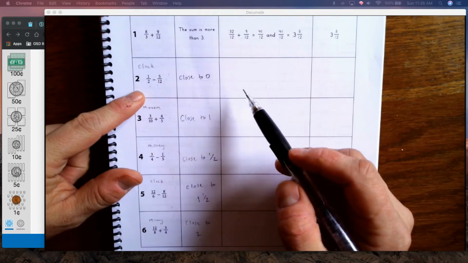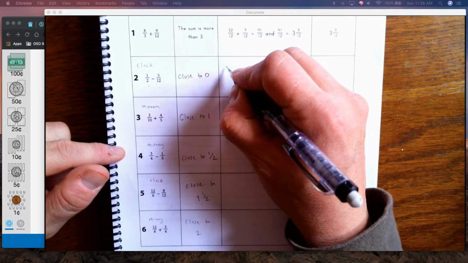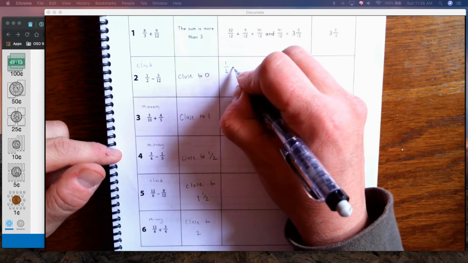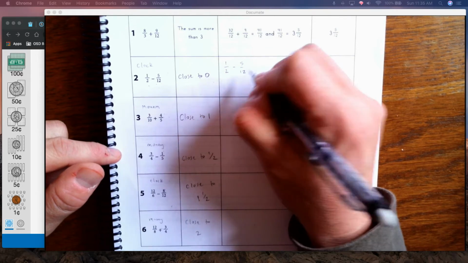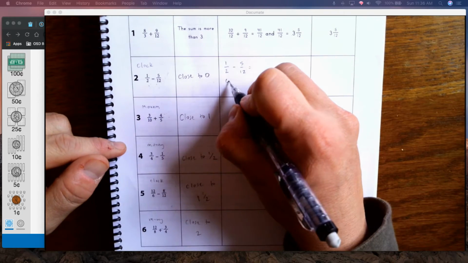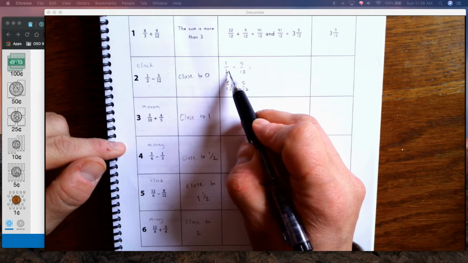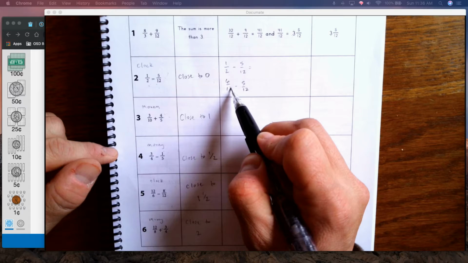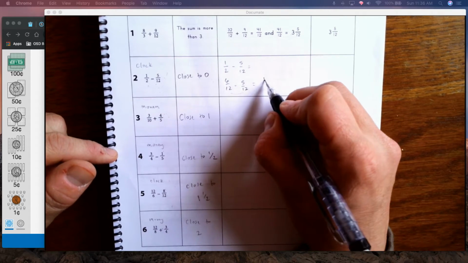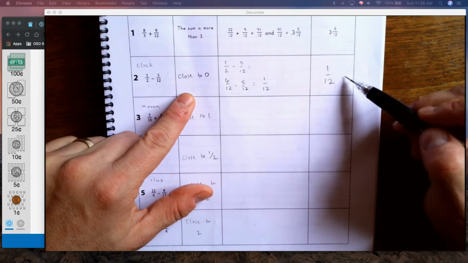So the number two, we use the clock model. We said 1/2 minus 5/12. Well, let's do it this way. 1/2 minus 5/12 is the same as 6/12 minus 5/12. So half of a clock is half. Half of a clock would be 6/12. And since they're the same denominators, we can just subtract across. 6 minus 5 is 1/12. And yes, 1/12 is close to 0.